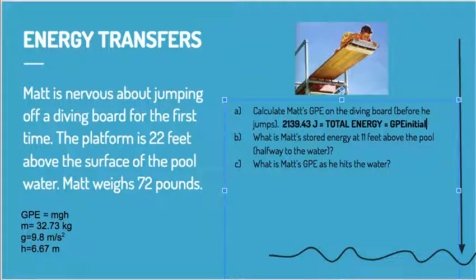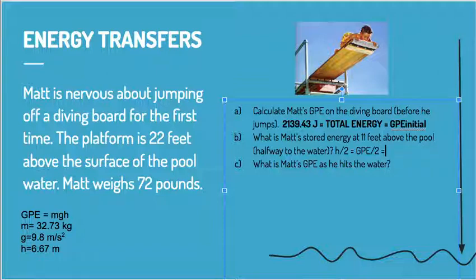Okay, what is Matt's stored energy at 11 feet above the pool? This is basically just asking how the GPE would change if Matt is now halfway to the pool. So you don't necessarily need to convert 11 feet into meters. We know that 11 is half of 22. So if height is divided by 2, we know that mass isn't changing in the equation. Gravity isn't changing. We do know that height is divided by 2. So GPE is going to be divided by 2.